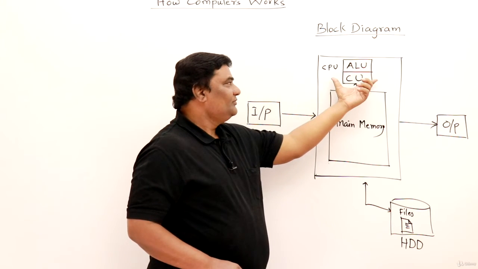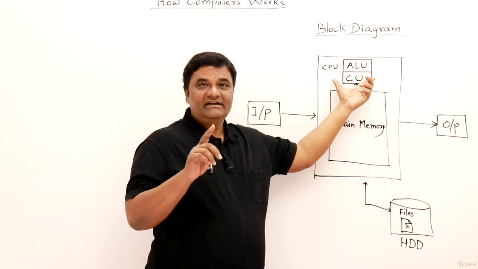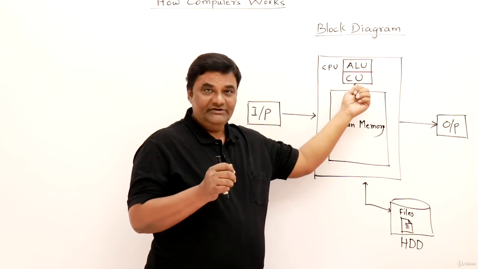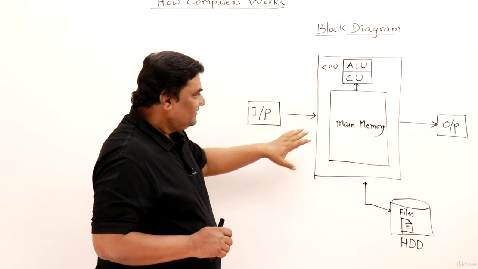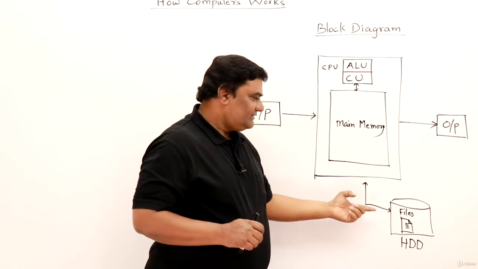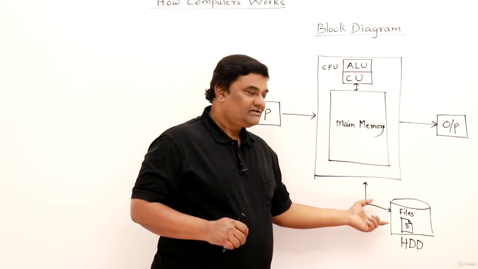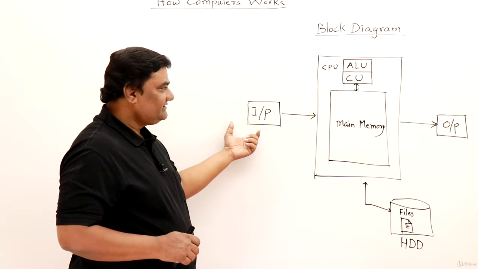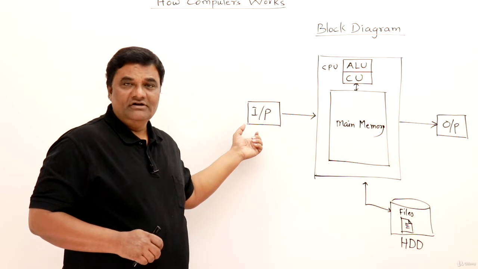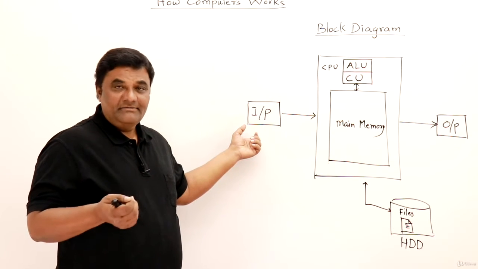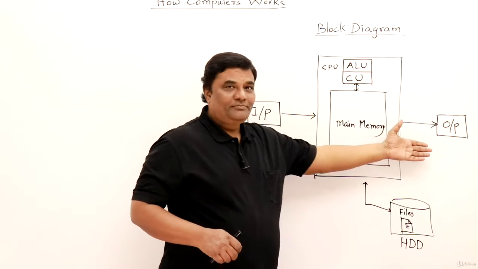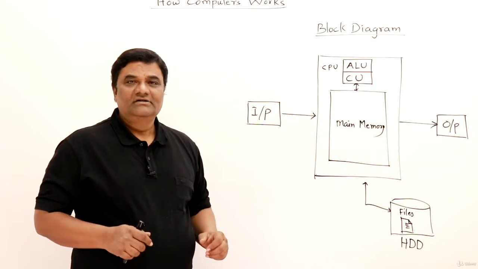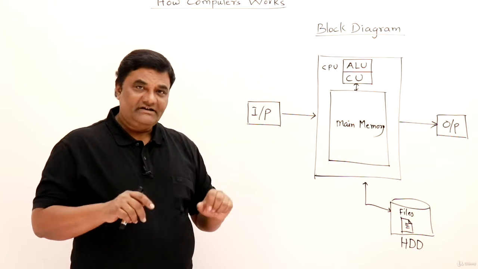This is the CPU. It has two parts, ALU, that is arithmetic and logical unit, and control unit, CU. I'll explain their working. The next is main memory, and this is the hard disk drive which contains the data in the form of files. And this is the input device like keyboard, mouse, or stylus, tablet, anything. Then this is the output device like your monitor or printer and speakers. Now let us understand their working.